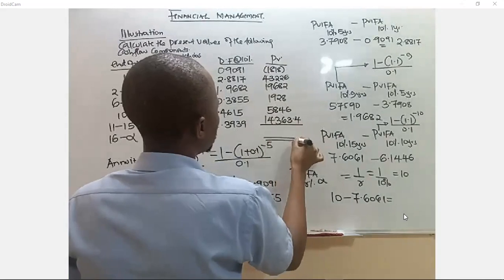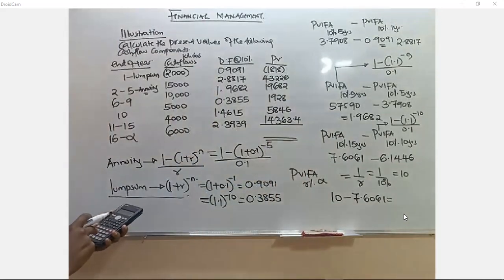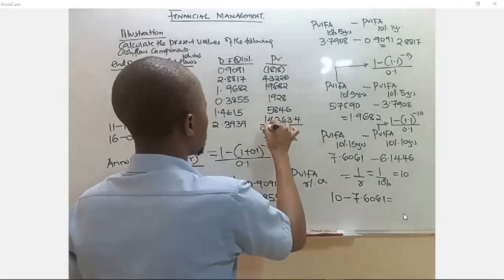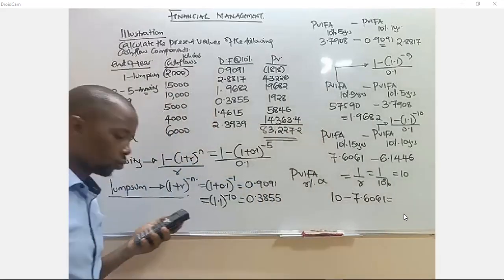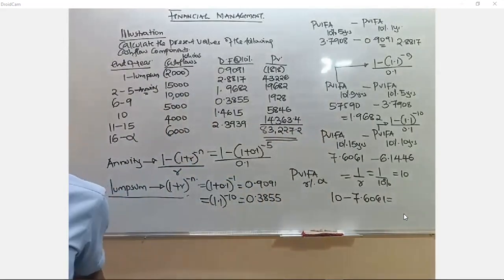So what is my present value? Very simple, I say now 43,226 plus 19,682 plus 1,928 plus 5,846 plus 14,363.4 minus my answer. I'm getting 83,227.2 or 227.4. It depends on how your calculator rounds.